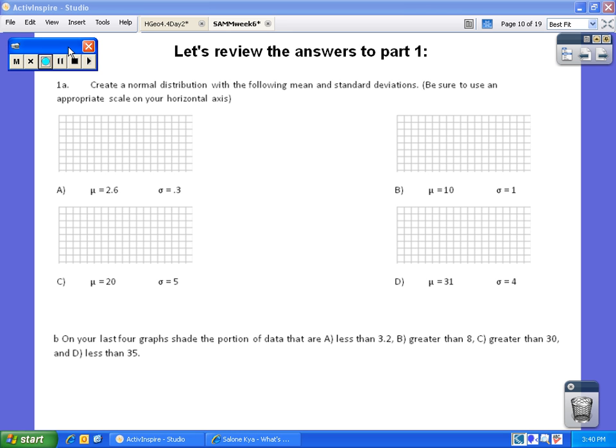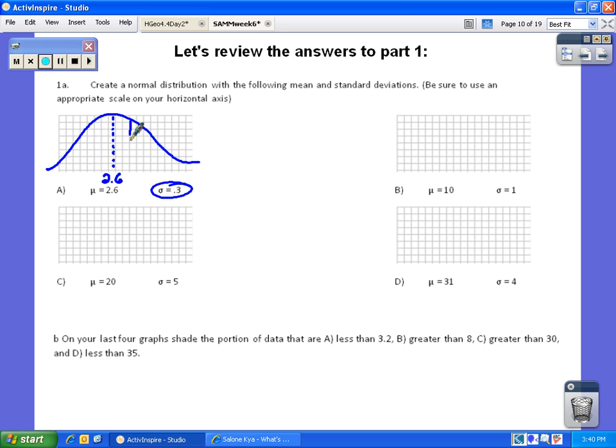Alright, part 1. We're going to start by sketching our bell curve. It doesn't matter if it's perfect or not, as long as it's approximately bell-shaped. Remember, your mean is going to be exactly in the middle. One standard deviation away is going to be 2.9. 2 standard deviations to the right is going to be 3.2. And then 3 standard deviations to the right is going to be 3.5. We're going to do the same thing with our standard deviations to the left. 1 standard deviation to the left is 2.3. The next standard deviation to the left is 2.0. And then a third standard deviation to the left is 1.7.